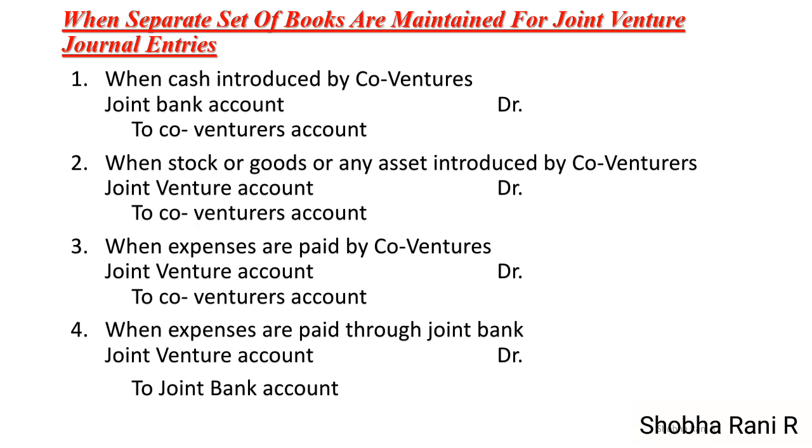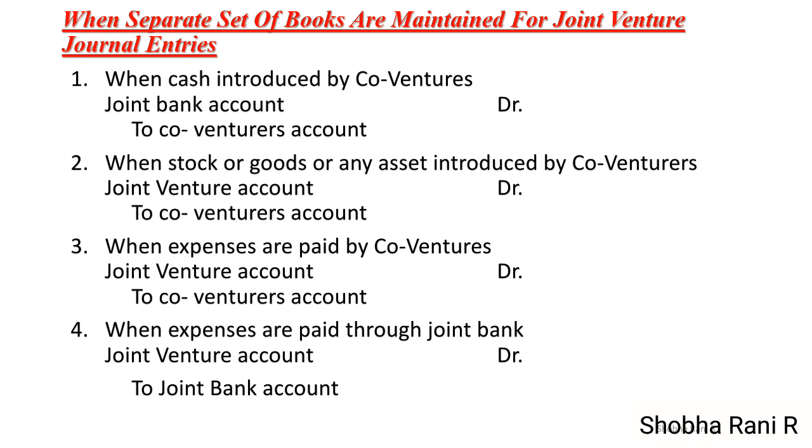The co-venturers maintain a separate set of books of accounts apart from their regular business books of accounts. It helps to find out the correct profit or loss of joint venture and the contribution made by each co-venturer. It also specifies the balance to be paid or received from co-venturers. The following are the journal entries to be passed when a separate set of books is maintained for joint venture.